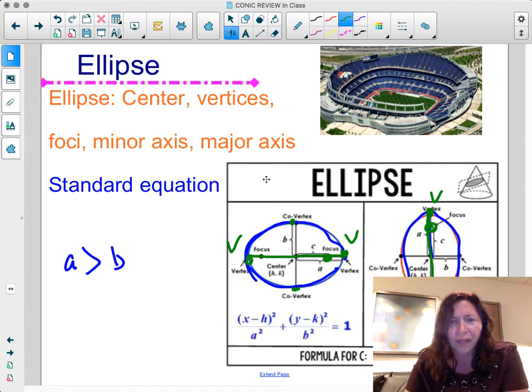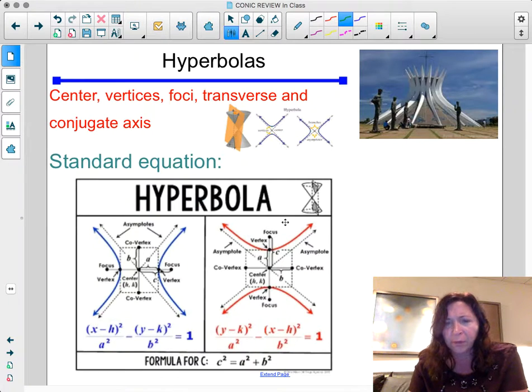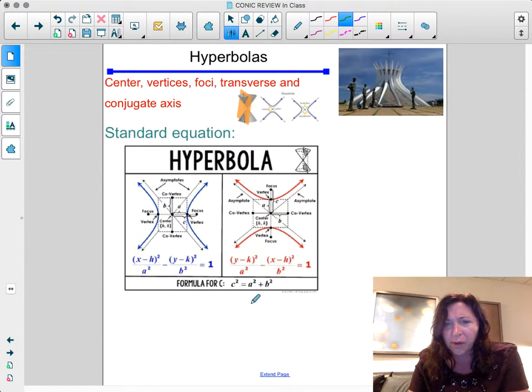And then one more thing for this, to find your focal points, you're going to use the equation c squared equals a squared minus b squared. And that differs from a hyperbola, where you're going to use c squared is equal to a squared plus b squared.